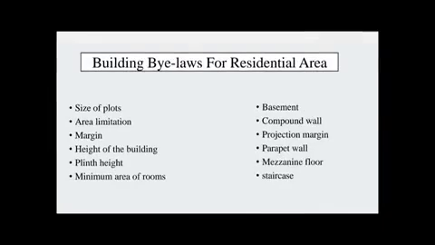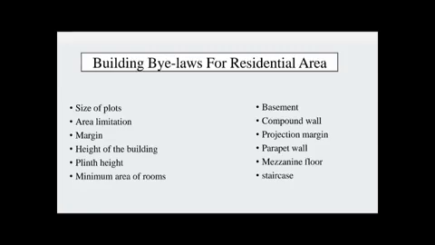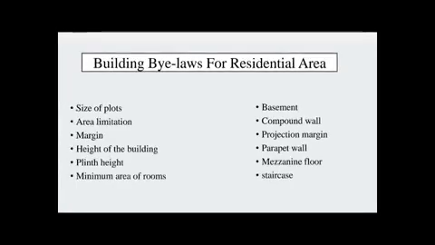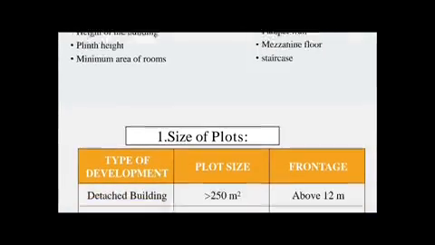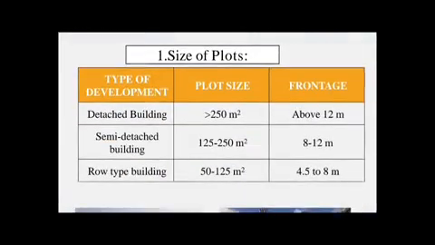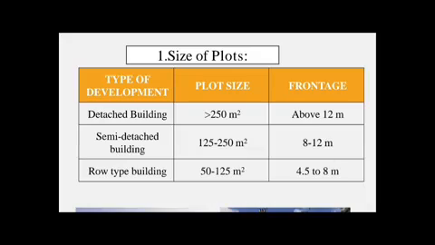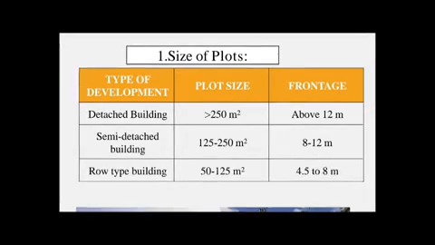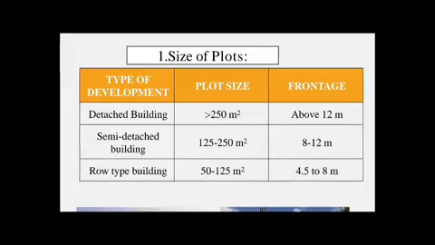So, building bylaws for the residential area: size of a plot, area limitation, margin, height of a building, plinth height, minimum area of rooms, basement, compound wall, projection margin, parapet wall, mezzanine floor and the staircase. So here is the size of a plot, type of development for the detached building, semi-detached building or row type of building. Plot size may be above 250 meter square, the frontage will be 12 meter; 125 to 250 meter, it's 18 to 12 meter; 50 to 125 meter, it will be 4.5 to 8 meter.